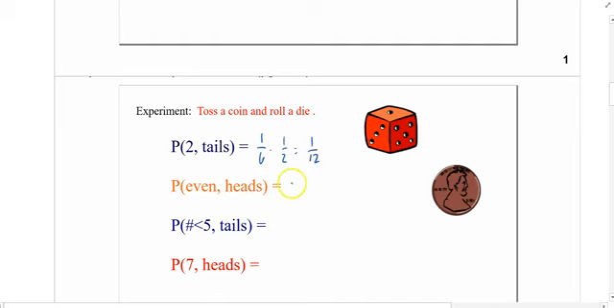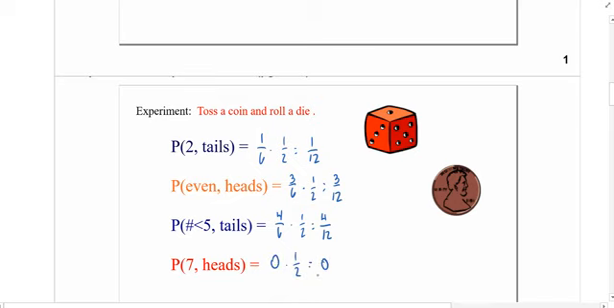To get an even, that could be a 2, a 4, or a 6. So that would be 3/6. Heads would be 1/2. So that would be 3/12. A number less than 5 would be 1, 2, 3, or 4. So that's 4/6 times 1/2, so 4/12. To get a 7, well, that's 0 times 1/2. So that would be 0.